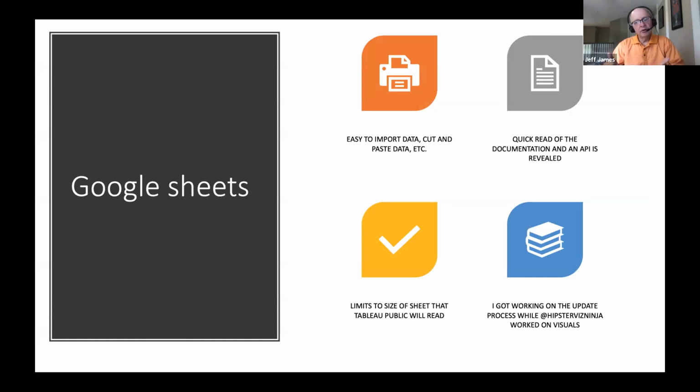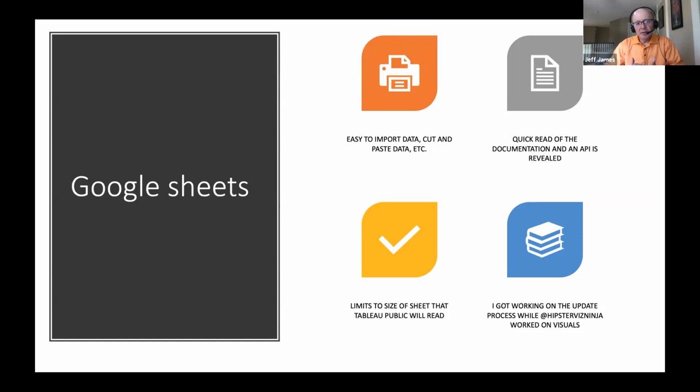So looking at Google Sheets, it's easy to paste data into it, but there are some limitations. The size of sheet that Tableau Public will read is limited. We ran into that in our first go round, where the data was set up very denormalized. That required us to step back, restructure the data, and make it more normalized so that everything was smaller, and then everything worked great.